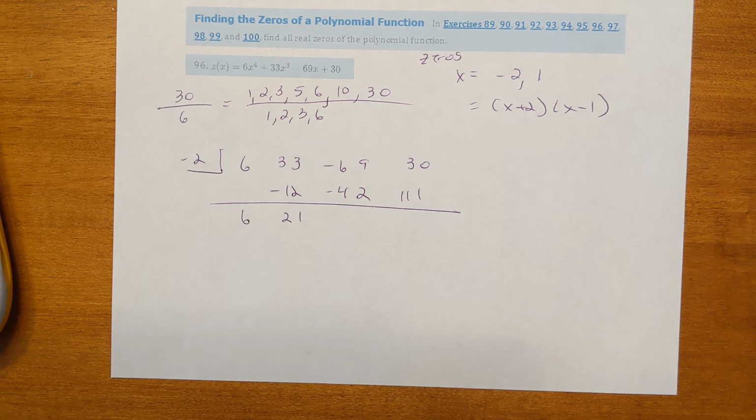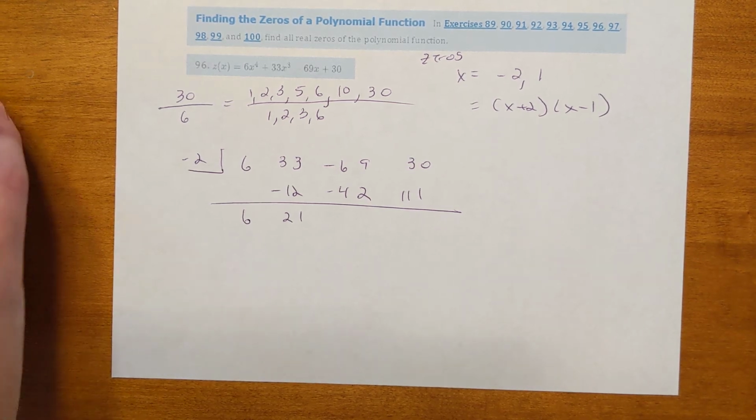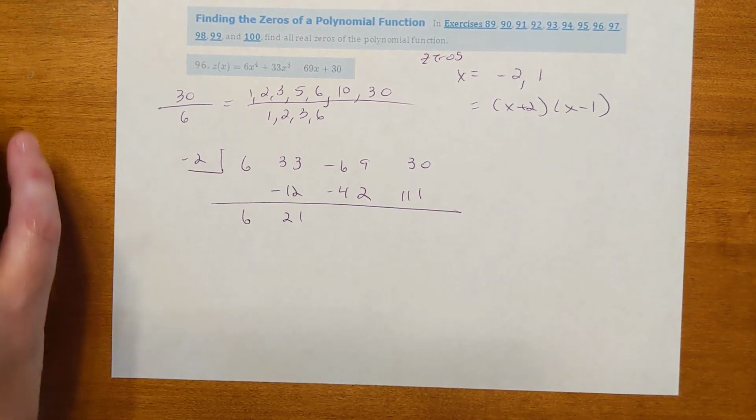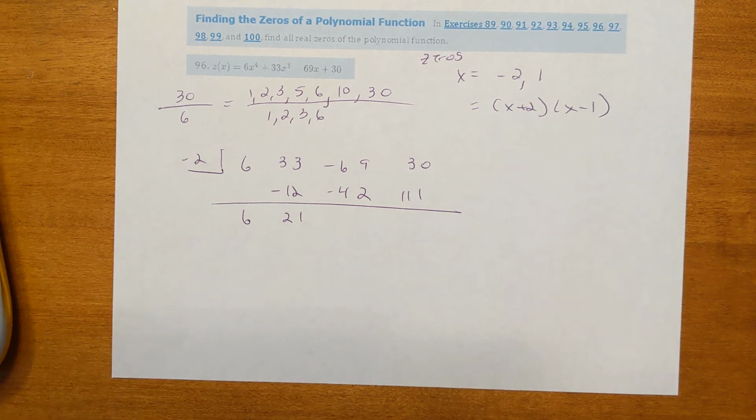All right, so -2, 6, 33, -69, 30. Bring down the first number, multiply. We added them. Multiply. No, I don't see it. This is a sad story. Let me see. Oh, shoot. I know what I did.